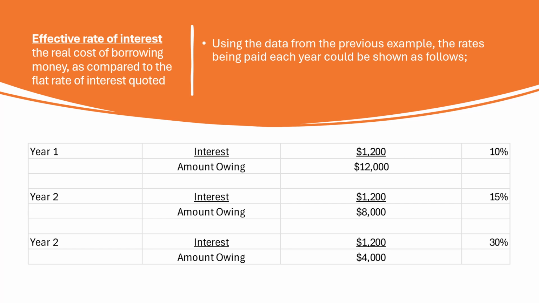So even though you take the term loan at 10% under flat rate, the effective rate of interest, the real cost of borrowing money, is more than that 10%. You will only pay 10% in year 1, but if you really calculate what you owe to the bank and how much you're paying as interest, in year 2 you end up paying 15%, and in year 3 you end up paying 30%.